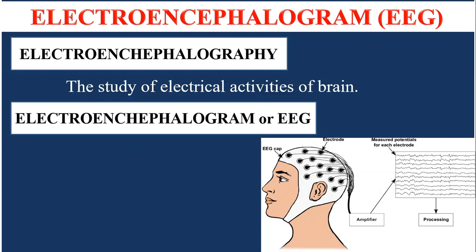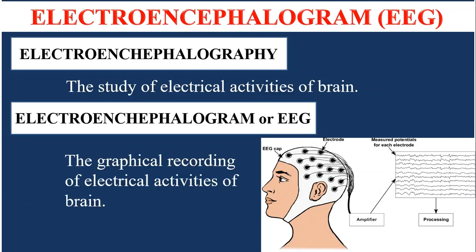So how are these activities of the brain recorded by the EEG? These electrical activities of the brain are recorded by a specialized machine, the EEG, in the form of a graph. So this EEG is the graphical recording of the electrical activities of the brain.